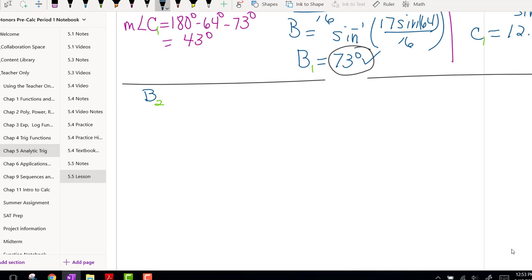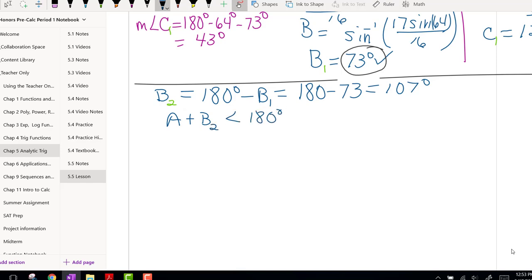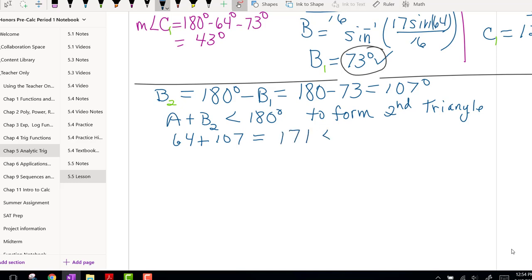So B2 is going to be 180 degrees minus the 73 that I already found. So 180 minus 73 is going to equal 107 degrees. So the question is, if along with angle A, that has to be less than 180 degrees to form a second triangle. If it is, then we can go ahead and find the other values for the triangle. So A is 64 degrees. So 64 plus my new angle, which is 107, equals 171, which is less than 180. So now I know the measure of angle C2 is going to be the difference from 180. It's going to be 9 degrees.